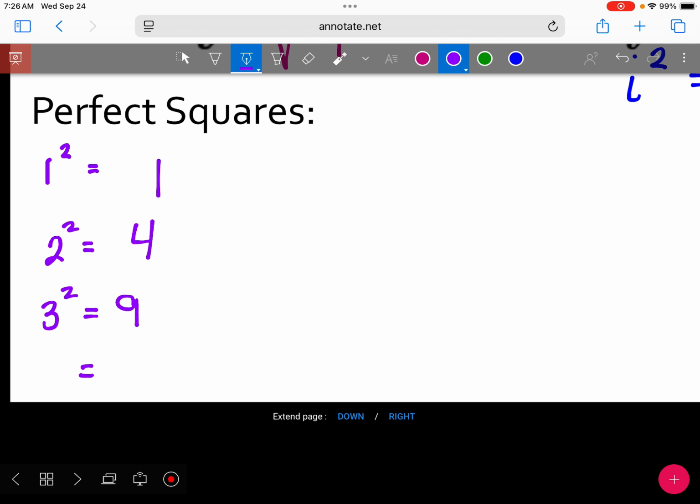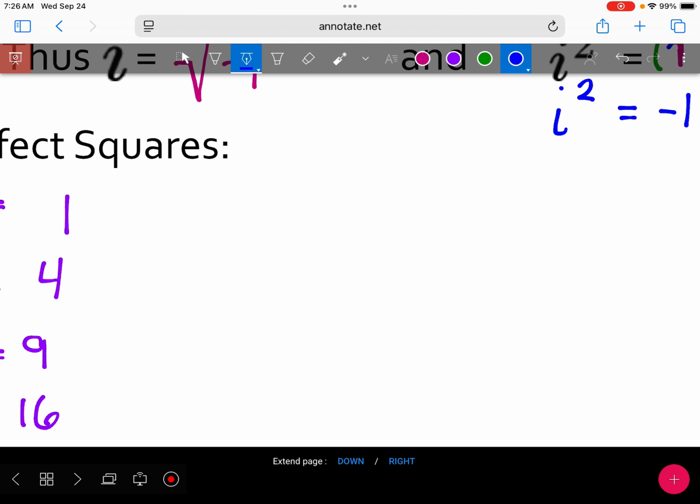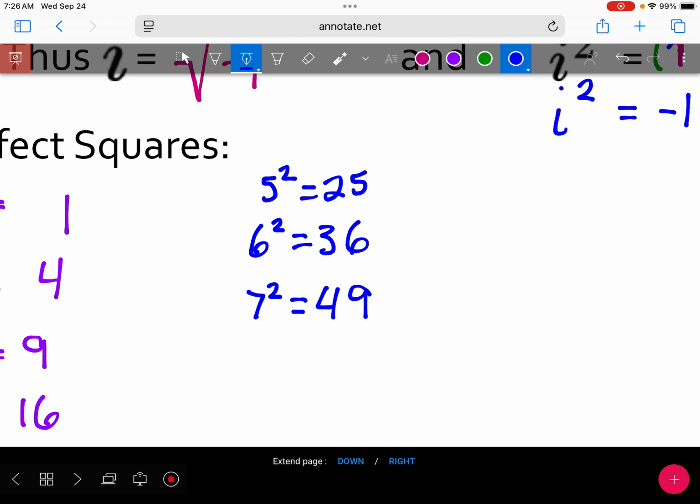What's our next one? We jumped one. 4 squared gives us 16. And then we could do 5 squared to get our 25. We could do 6 squared to get 36. 7 squared, 49. 8 squared, 64. 9 squared. No, not quite. 81.